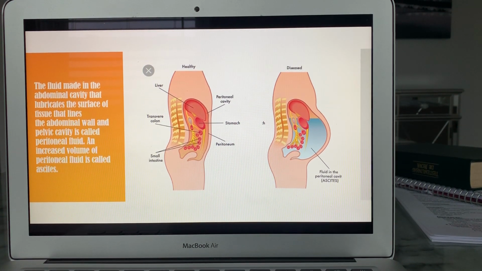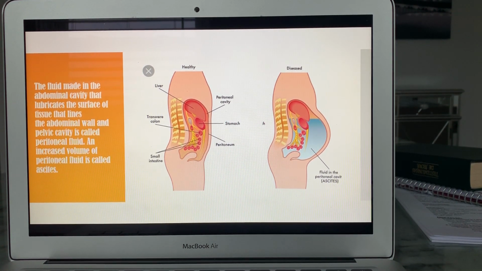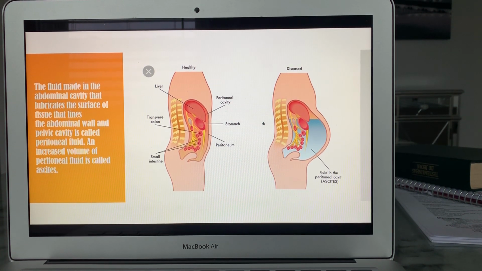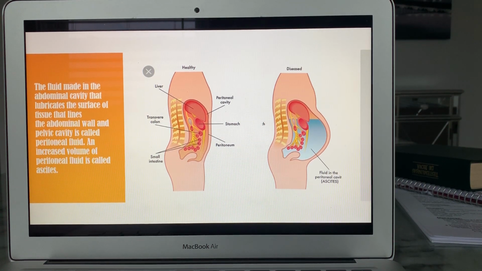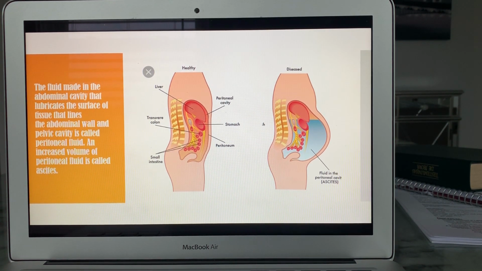The image to the left depicts a healthy person with no fluid accumulation in the peritoneal cavity. The person to the right, however, has a considerable amount of ascites fluid in the peritoneal cavity, causing the abdomen to become swollen.